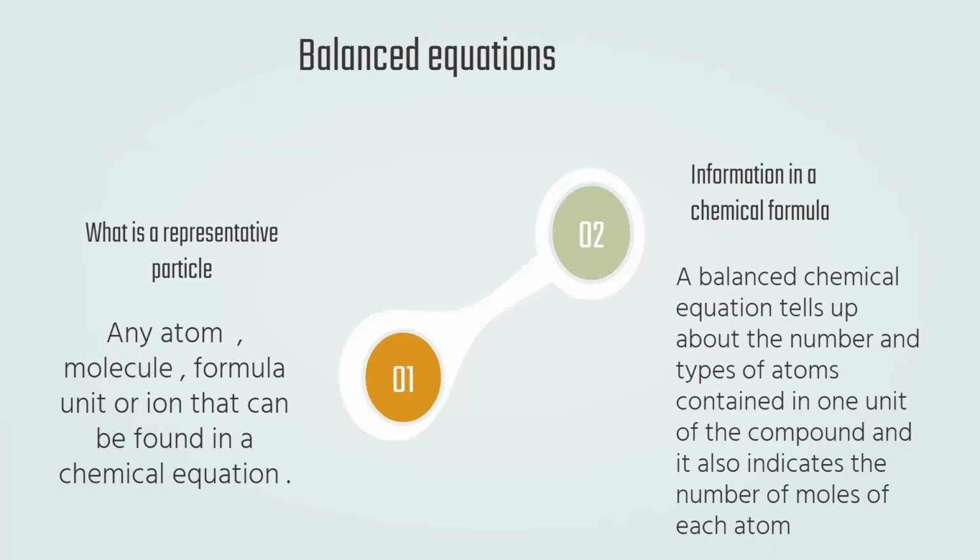tells about the number of atoms contained in one unit of the compound and also indicates the number of moles of each atom. So by having a balanced chemical equation, by looking at the coefficients and the number of molecules that exist in the chemical reaction, we can find out the number of moles within compounds, the number of moles within elements, and even the mass of these compounds and elements.